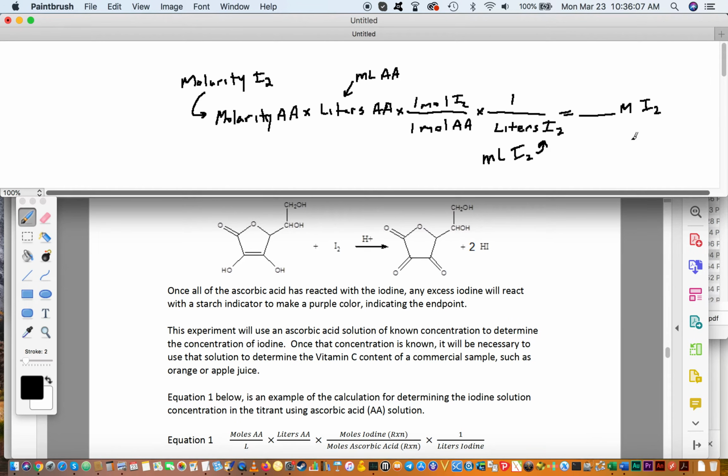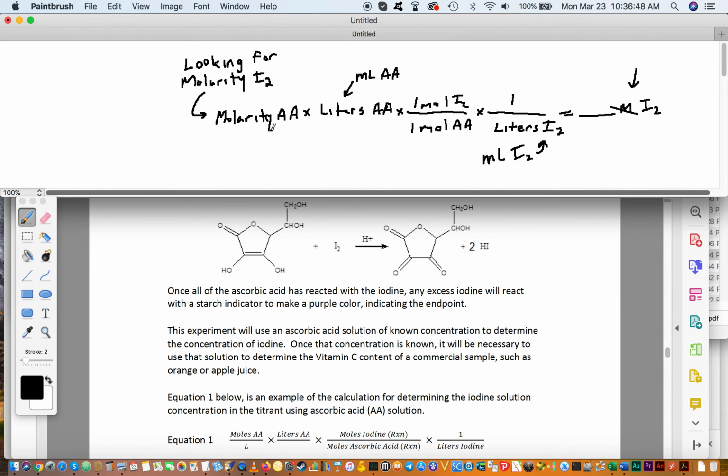Then to do the second part, you've got to think, well, what are you starting with and what are you looking for? Now you've got to remember that you're looking for the ascorbic acid. So you've got to be thinking about how to set that up. Now I'm not going to tell you exactly how to set it up, but I am going to give you some hints here. If you look at how we set this one up here, we were looking for the molarity of I2. So we're looking for the molarity of I2, and that's what we ended up with down here.